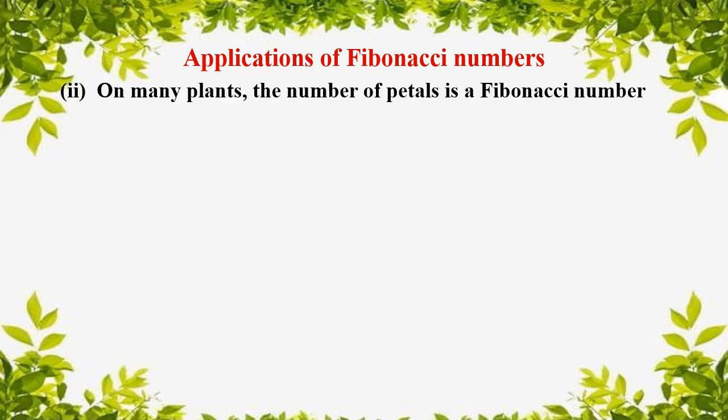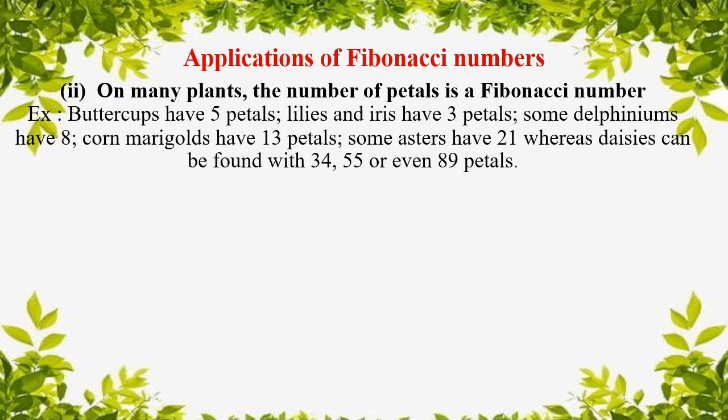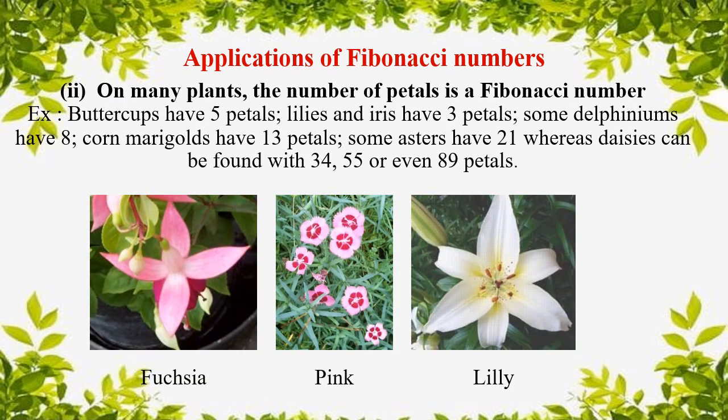So the second example is that on many plants the number of petals is a Fibonacci number. For example, buttercups have 5 petals, lilies and iris have 3 petals, and some flowers have 8, 13, 21, 34, 55, 89. Like this, Fibonacci numbers. But very few plants show 4 petals. Like 4 is not a Fibonacci number.